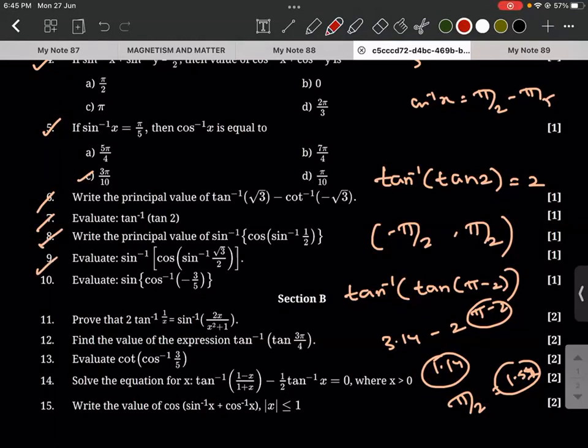So evaluate sin inverse of cos of sin inverse of root 3 by 2. So what is sin inverse root 3 by 2? Wait, sorry. Sin inverse of cos of sin inverse half. Sin inverse half is pi by 6. Cos pi by 6 is root 3 by 2. So sin inverse of root 3 by 2 is pi by 3. Half, no? Half. Sin inverse half.